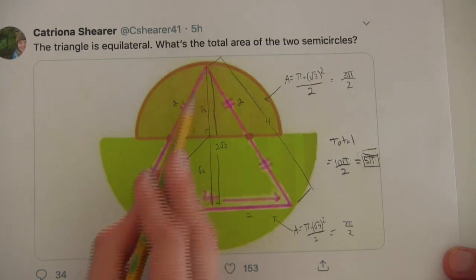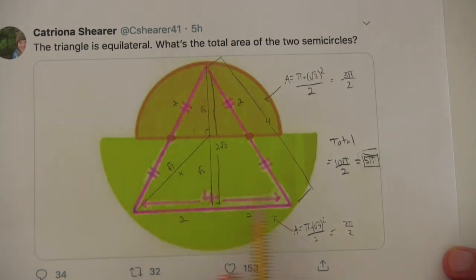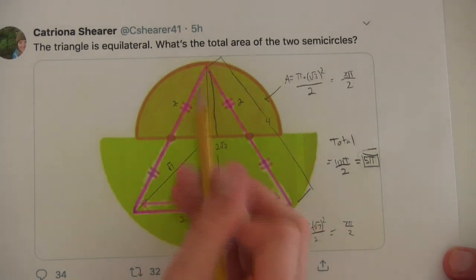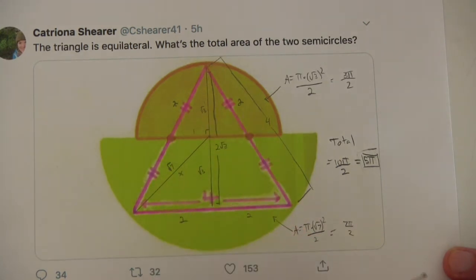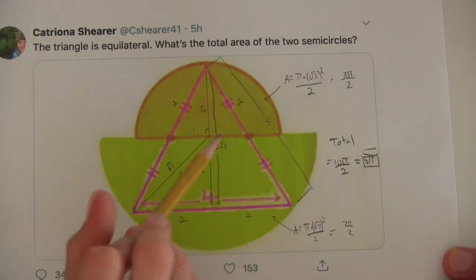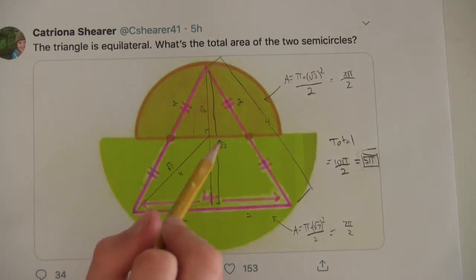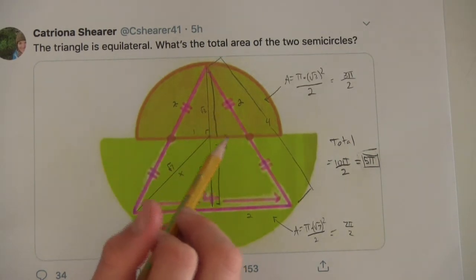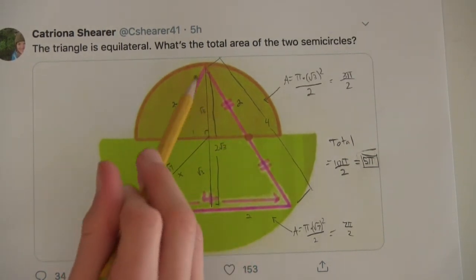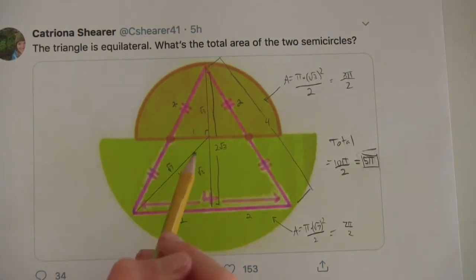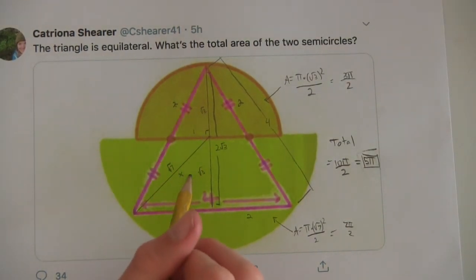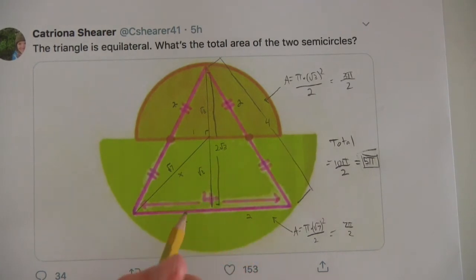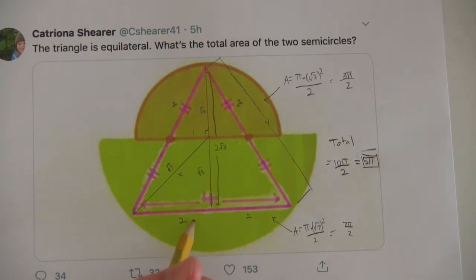This side here is 2 because the big side is 4, which means half of each side is 2. And that means this side is 1 and this side is root 3. So we know that root 3 is the radius of this semicircle. So the area is pi times root 3 squared over 2, which is 3 pi over 2.